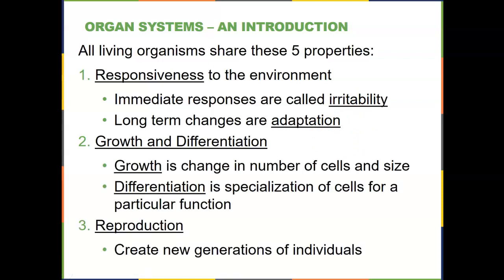Growth and differentiation is part of development of organisms. Growth is a change in the number of cells and potentially the size of cells. So as we all grow, we add cells to increase our body size. Differentiation is the specialization of those cells. And so the specialization is what is really important, because the specialization of cells leads to the functioning of the tissue and those cells. And then there's reproduction.